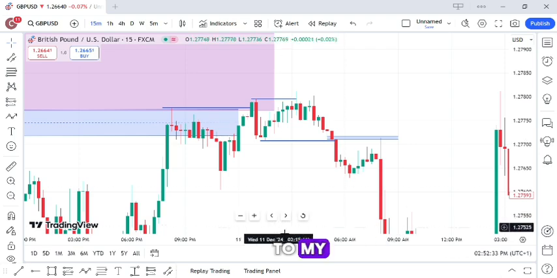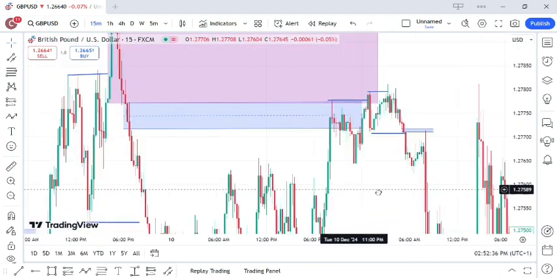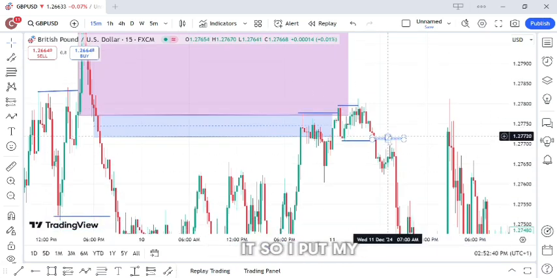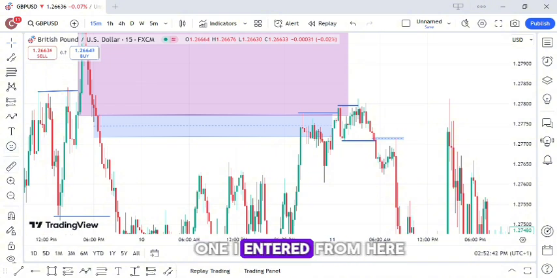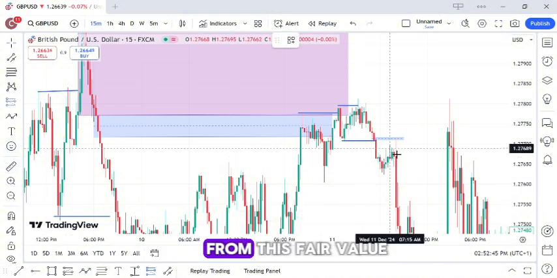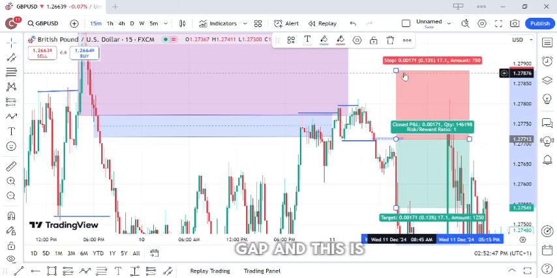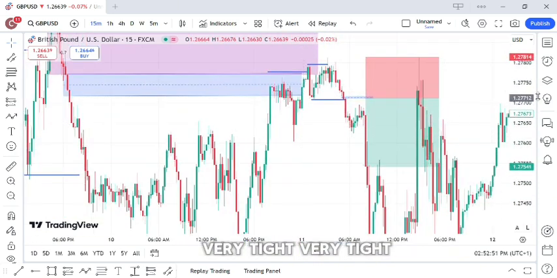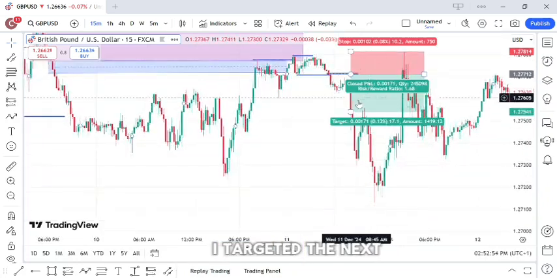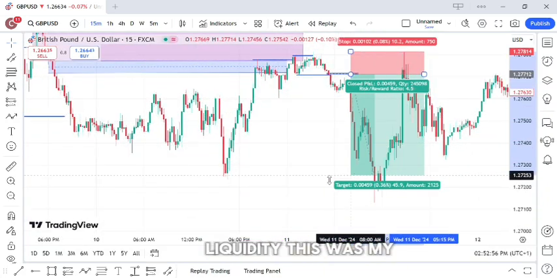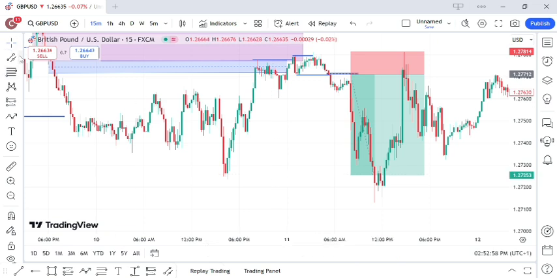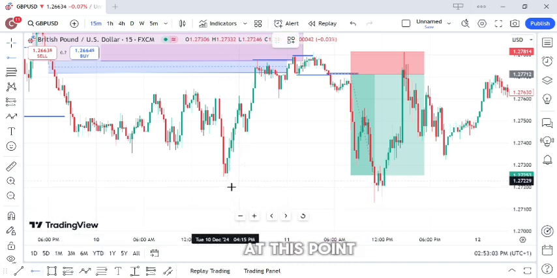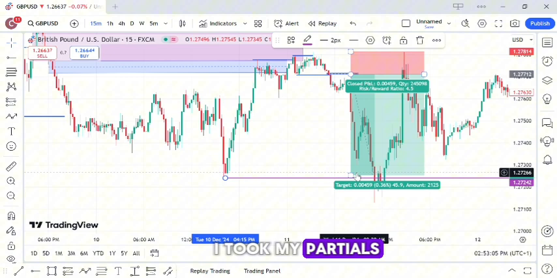So price traded into it. When I saw this one, I entered from here, from this fair value gap, and this is my stop loss. Very tight stop loss. I targeted the next liquidity. This was where I took partial profit from. At this point, I took my partials from here.